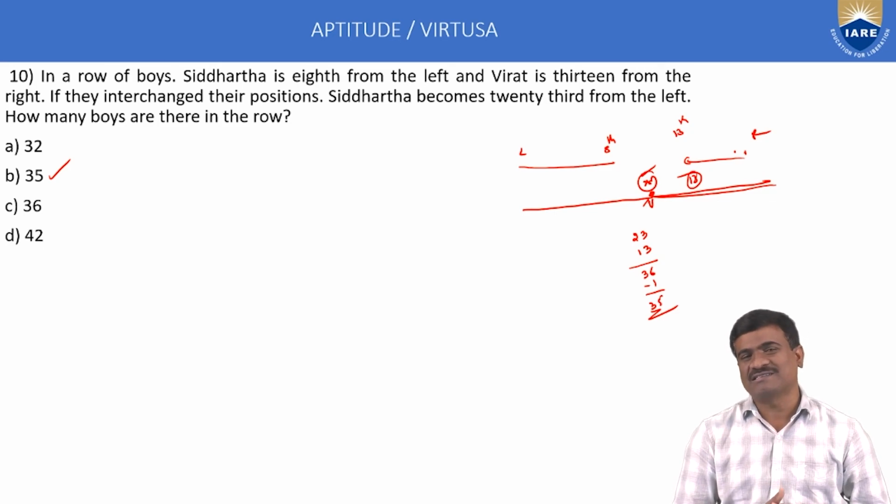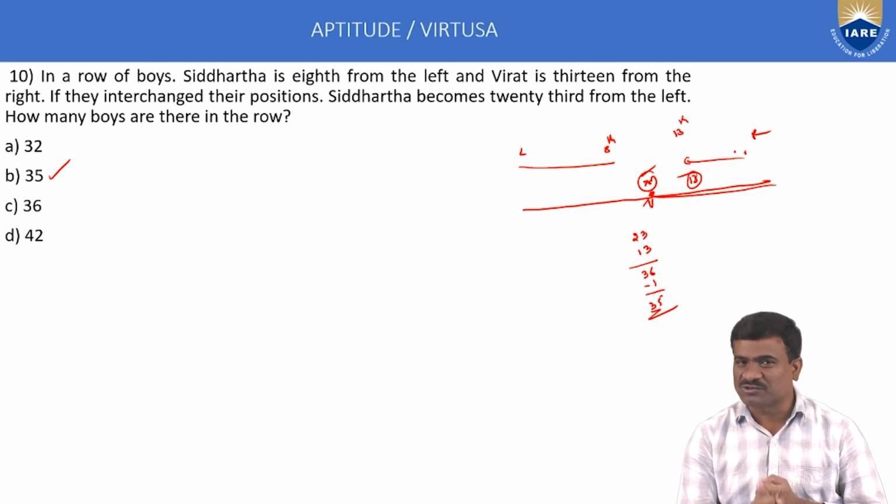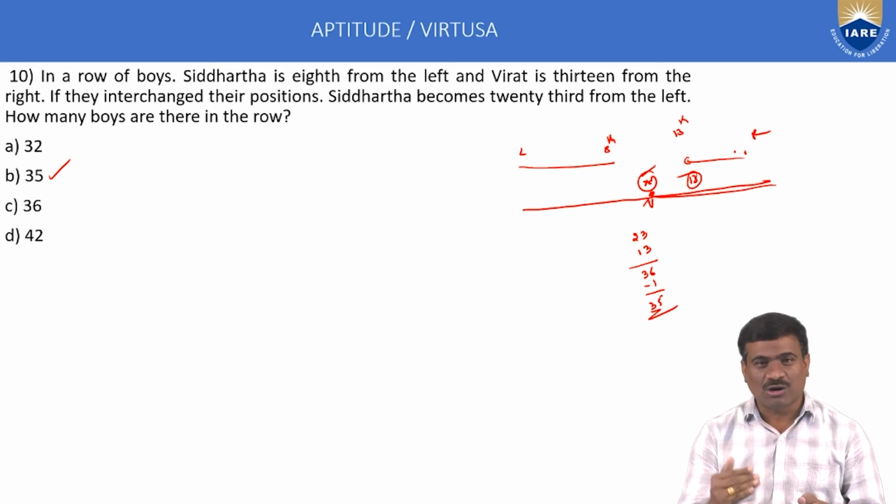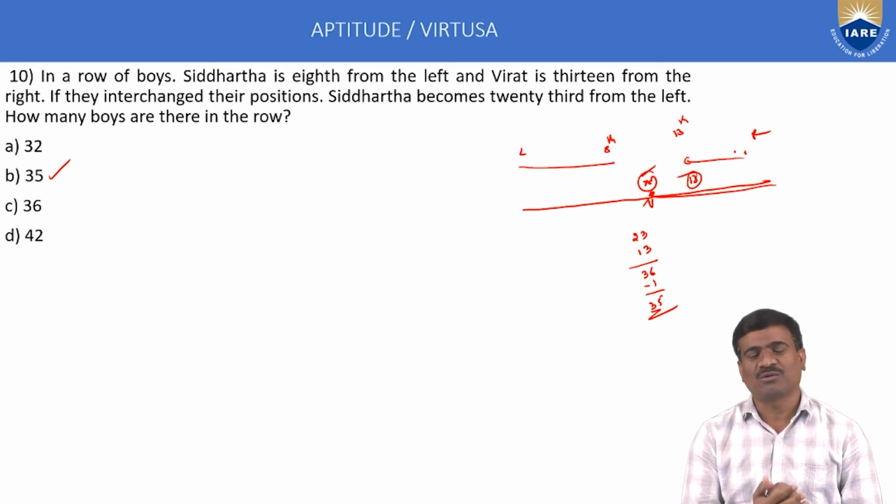Virtusa test pattern or Metal based exams: Number 1, Virtusa. Number 2, Amazon. Number 3, Volkswagen. Number 4, Tech Mahindra. Number 5, LTI, L&T Infotech. These companies all have a Metal based exam test pattern.